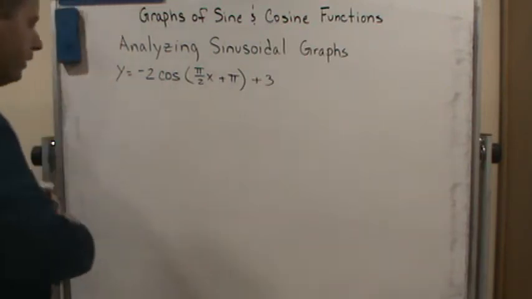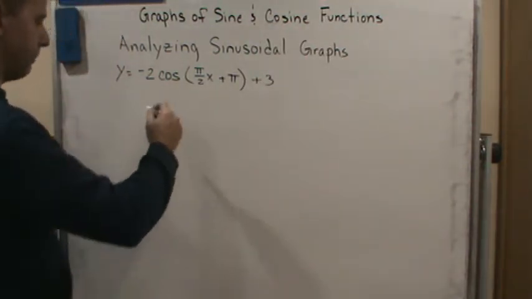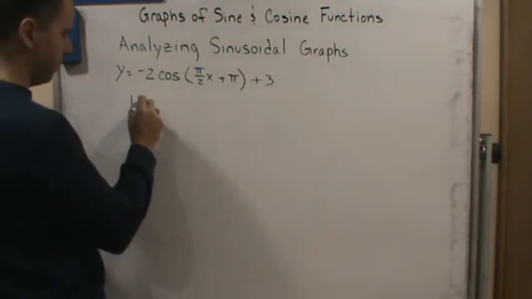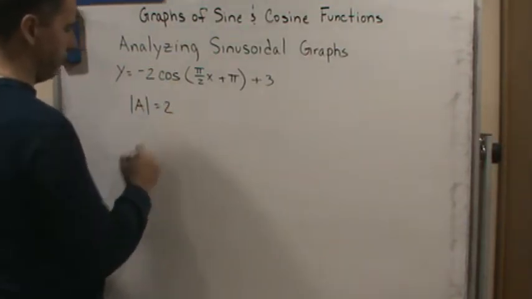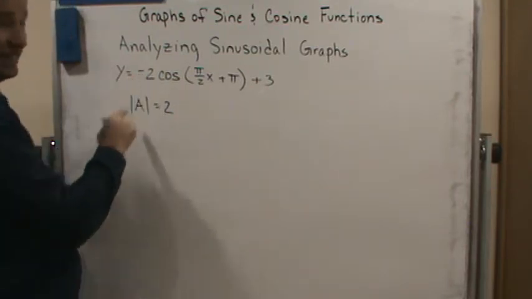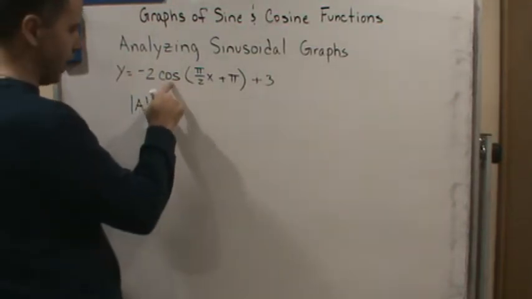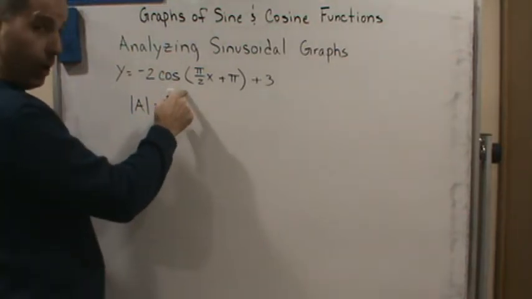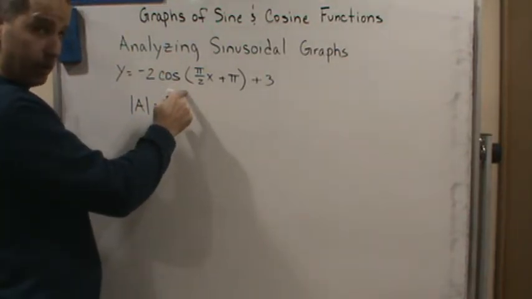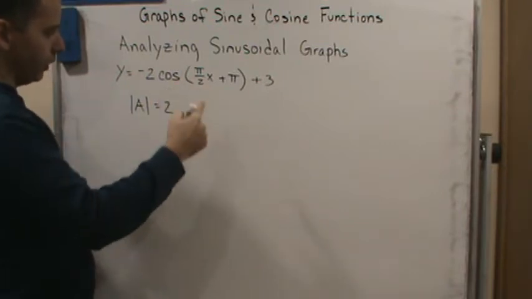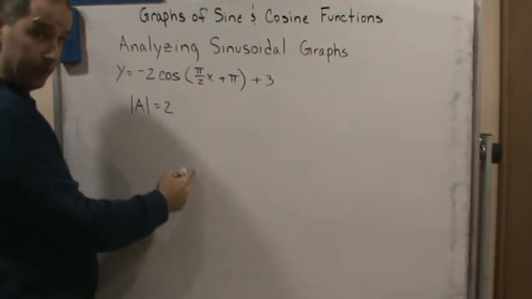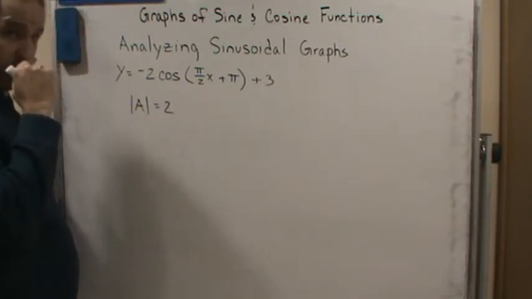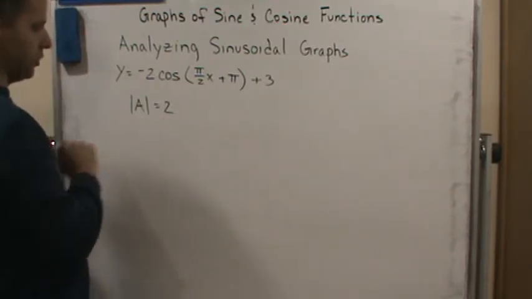So first of all, the amplitude, right? We need to know the amplitude. The amplitude is the absolute value of A, all right? So that's going to be 2. There's also a reflection because it's negative, right? It's cosine, so instead of starting at 1 at the origin, at x equals 0, we're going to start at -1. So in other words, this is going to start at -2, since the amplitude is 2.